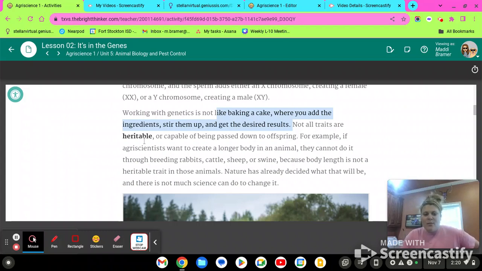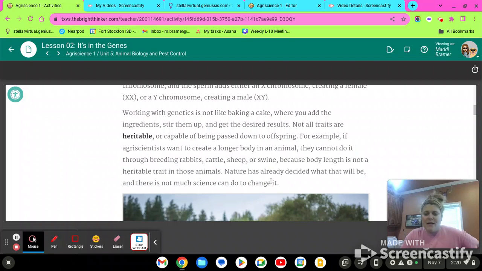Not all traits are heritable. That means that it's passed down to the offspring. So if they want to create a longer body in an animal, they can't do it through breeding rabbits, cattle, sheep, or swine because body length is not a heritable trait in these animals.